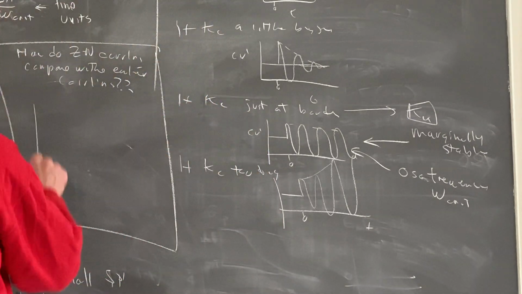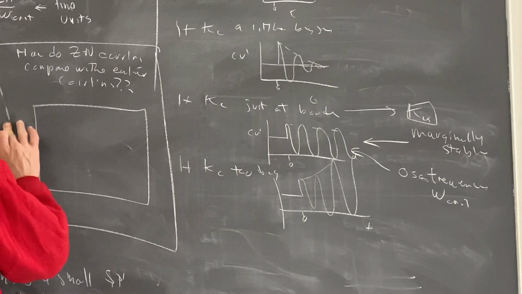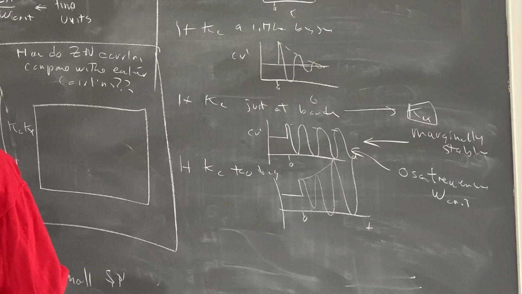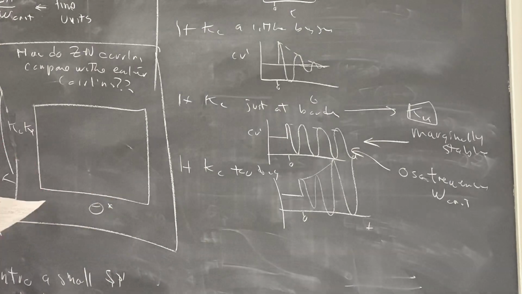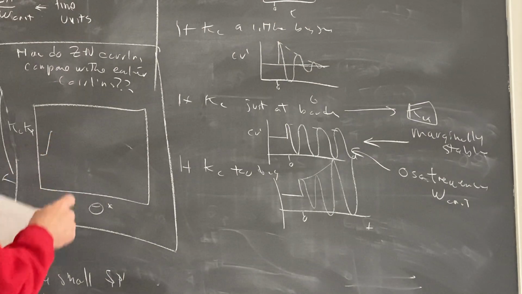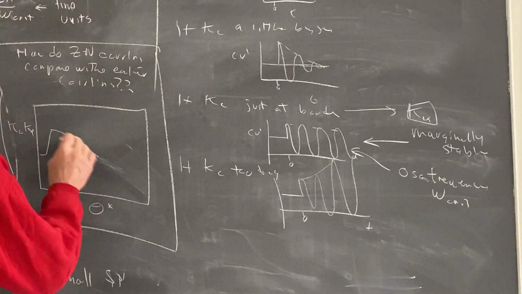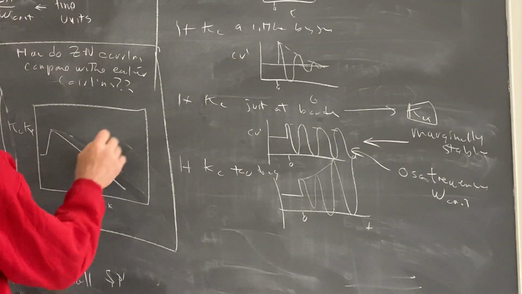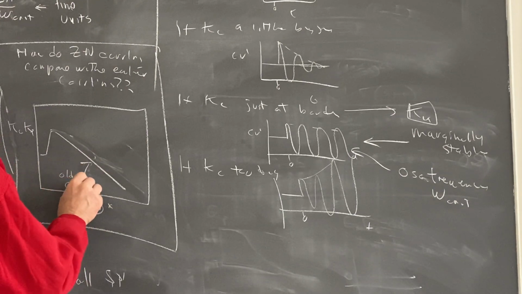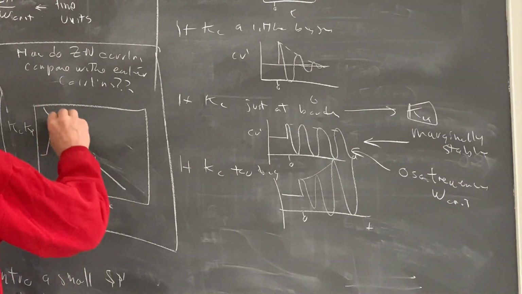So here is Kc Kp versus theta star. And if you remember, the Kc Kp curve looks something like this. This was the old correlations. Old correlation. And the Ziegler-Nichols correlation looks something like this.